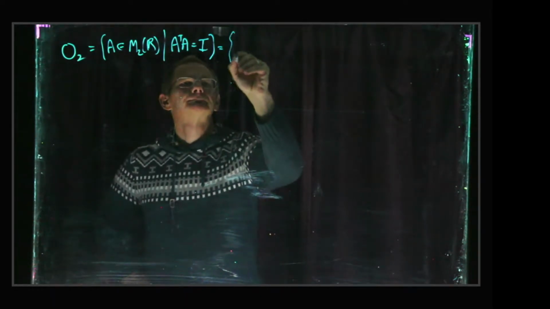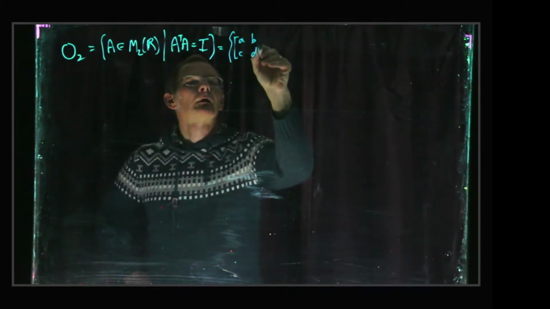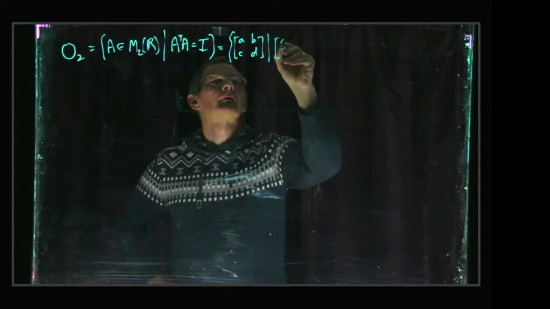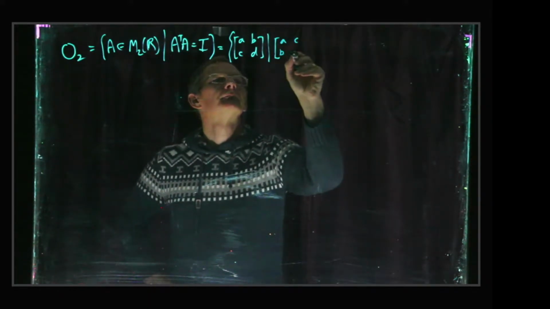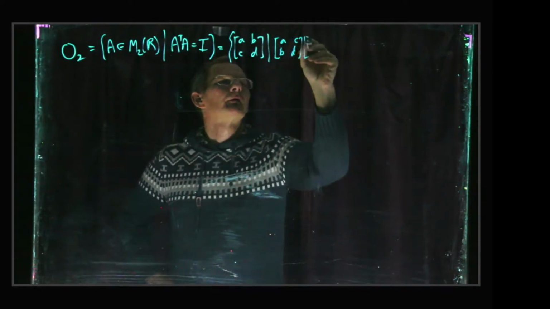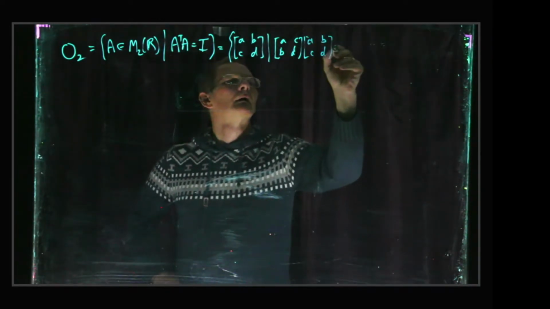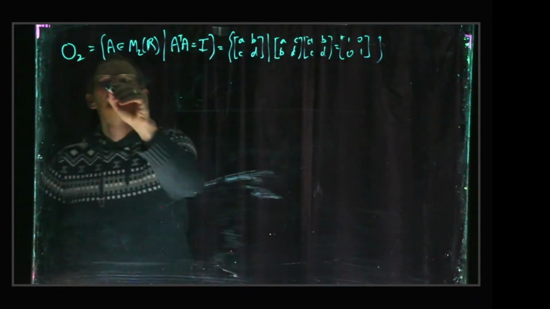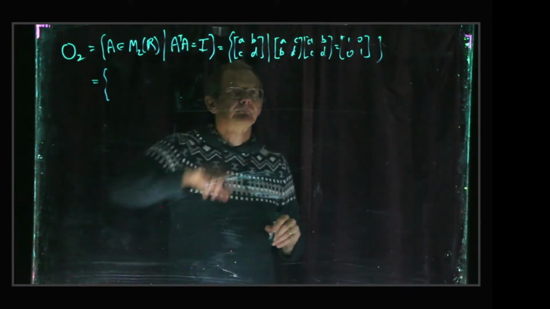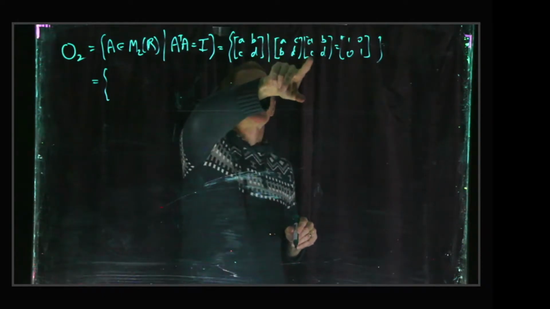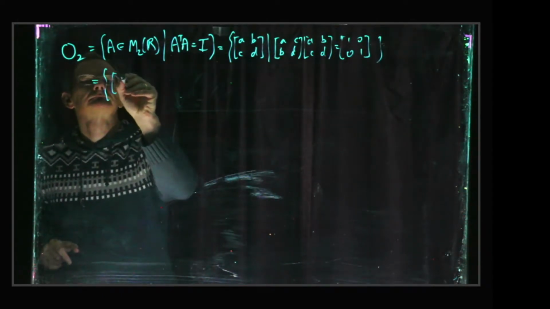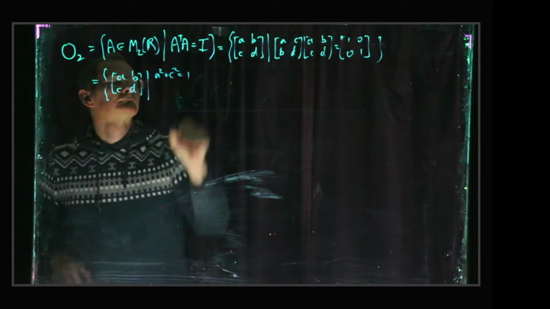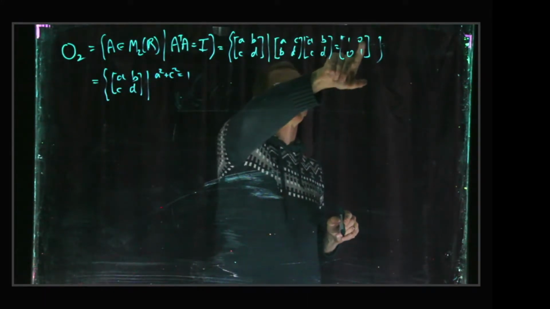Okay, so let's spell that out. Matrices A, B, C, D, where A, B, C, D are all real. The property is that we take the transpose, so the transpose is going to be A, C, B, D, times the original matrix A, B, C, D, has to be equal to the identity. And if we just carry out this product, top left, you're going to get A squared plus C squared has got to be equal to 1. And then the next entry, you get AB plus CD has got to be equal to 0.